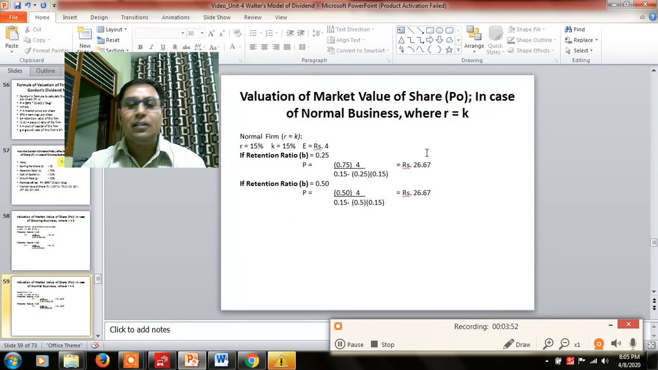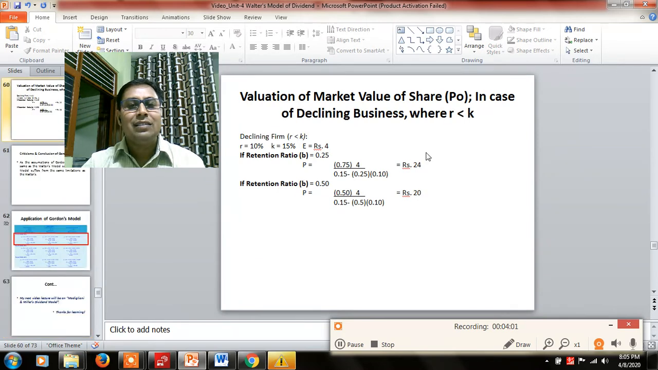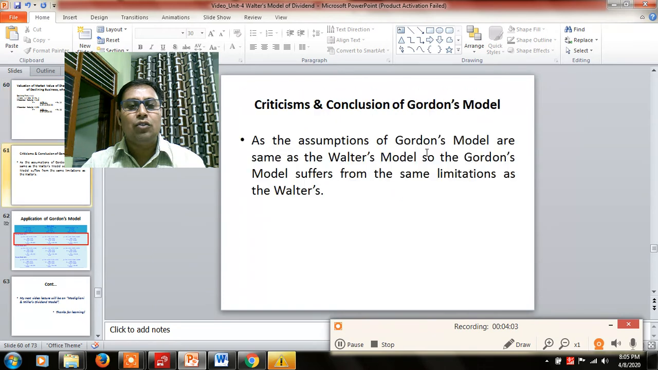Second is the normal form, the same as we discussed in the Walter model. The calculation will be the same, but the formula is to be applied accordingly. Next is the declining model. Finally, the assumptions of the Gordon model are the same as those of the Walter model.